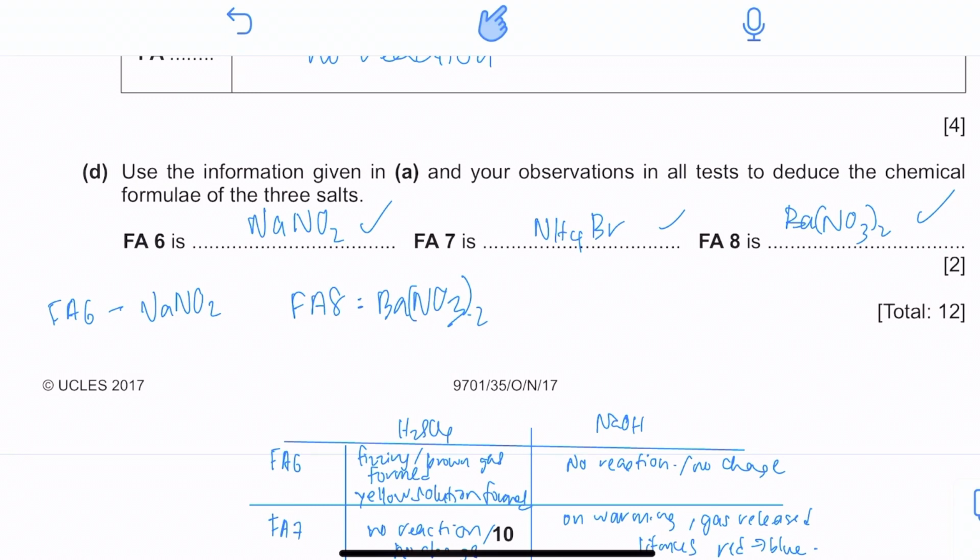By using all the information that we have based on all the tests, we can confirm that Fa6 contains NaNO2. Fa7, as confirmed earlier, is ammonium bromide. And Fa8 contains barium ions, and now we have identified that they have nitrate ions, so therefore Fa8 is barium nitrate. That's it for today's lesson, which is qualitative analysis.